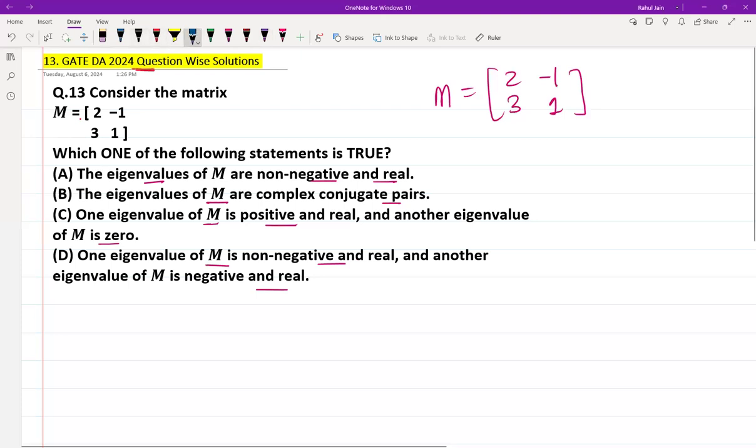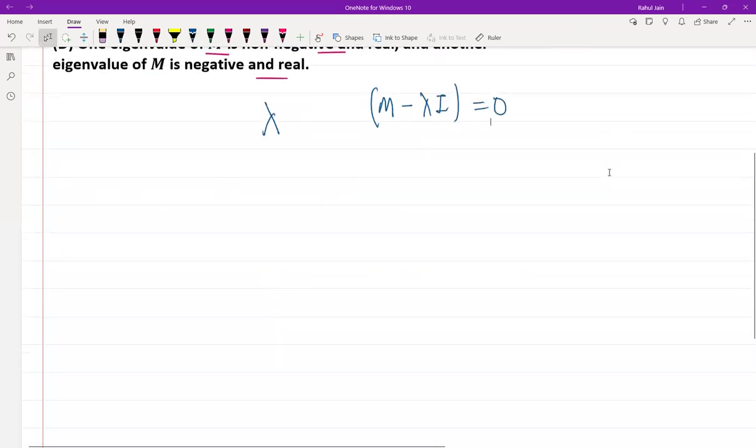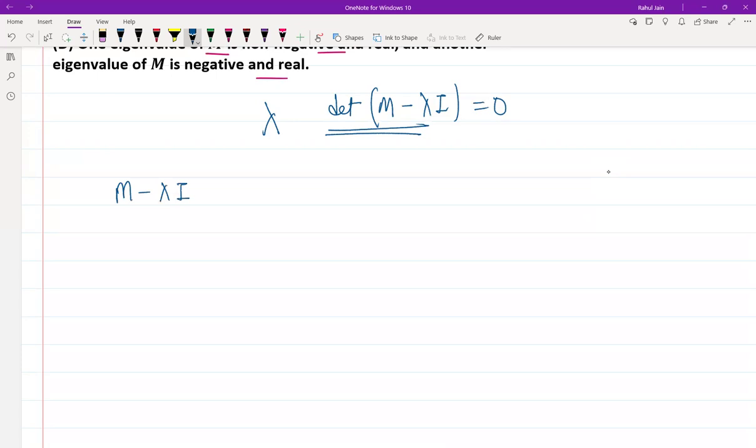To find the eigenvalues, which we can represent as lambda, of a matrix, we solve the characteristic equation, which is the determinant of M minus lambda I equal to 0. This is the characteristic equation. So the determinant of M minus lambda I should be 0. We first need to calculate M minus lambda I, and thereafter we can go with the determinant part.